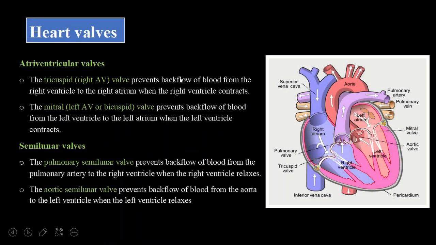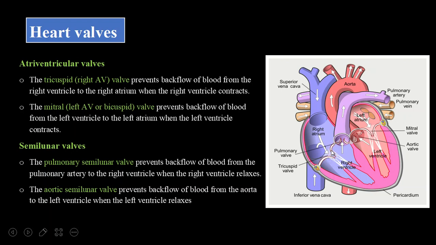So we also have the heart valves. We have the atrioventricular valves and the semilunar valves. In the atrioventricular valves, or the AV valves, you have the right AV valve and the left AV valve. The right AV valve is also known as the tricuspid valve. This is the tricuspid valve.